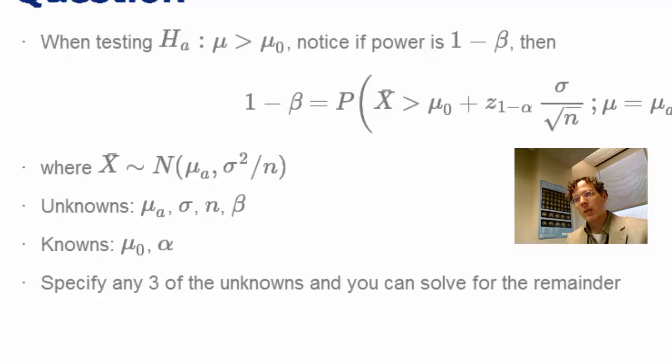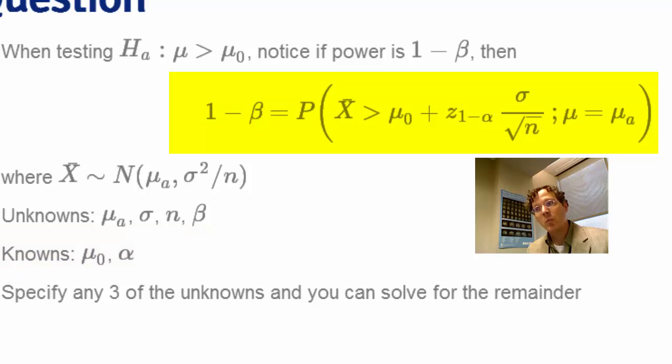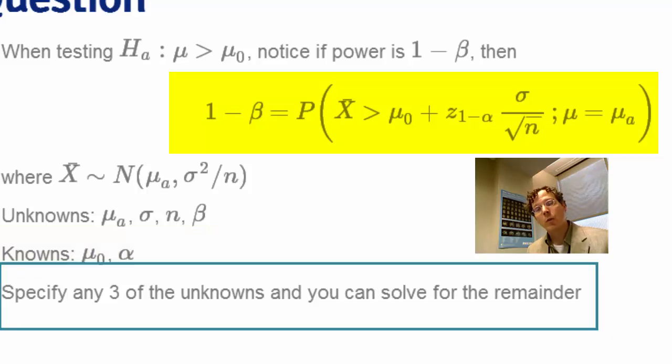So the point I'd like to make is that the unknowns in this equation are mu a, sigma, n, and beta, or equivalently to beta, the power that you want. The knowns are mu naught, and usually you know alpha. You know exactly which type 1 error rate that you would like. So given these 4 unknowns and our 2 knowns, this is simply an equation. If you specify any 3, you can solve for the 4th.